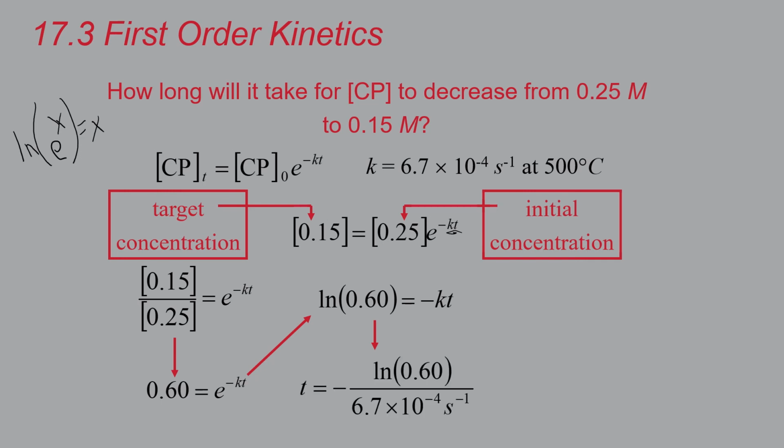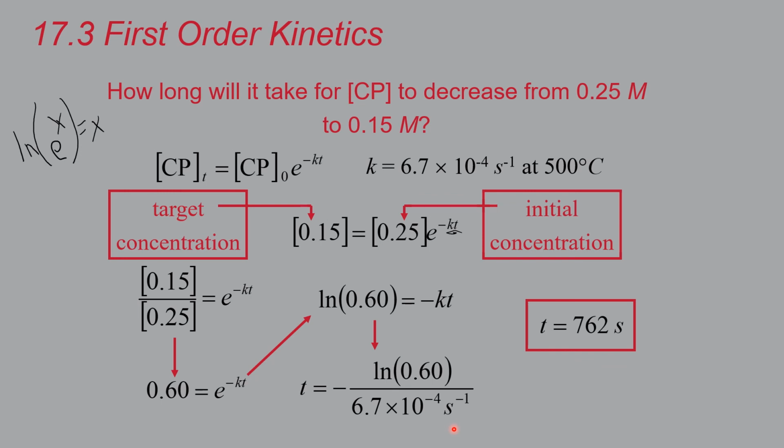And again, don't forget the negative sign, which I have put right here. So the time it took for this reaction is going to be equal to the natural log of 0.6, which is just a number, divided by 6.7 times 10 to the negative 4 inverse seconds. And note that inverse seconds in the denominator means seconds. And that means that it's going to take 762 seconds to go from 0.25 molar to 0.15 molar.